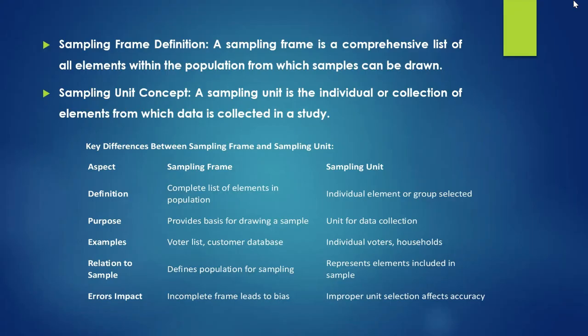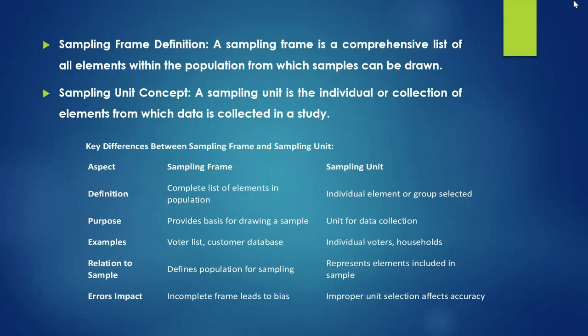Now let us see the challenges while setting sampling frames. If some elements of the population are missing from the frame, the results may be biased and incomplete. An old or obsolete sampling frame may not reflect current conditions. Next, we'll see about sampling unit. A sampling unit is the individual element or group of elements in the population that is selected for data collection and analysis. It is the unit at which measurements or observations are made during the research process.